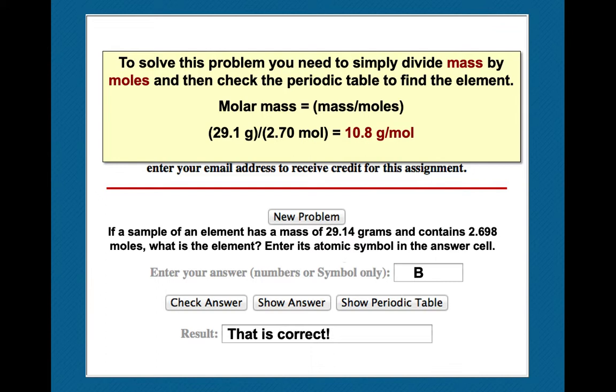Now on Blackboard, you have a mix of both types of questions. Some will be write the symbol, and some will be numeric. Okay? Just make sure you have a periodic table handy when you do the Blackboard test.